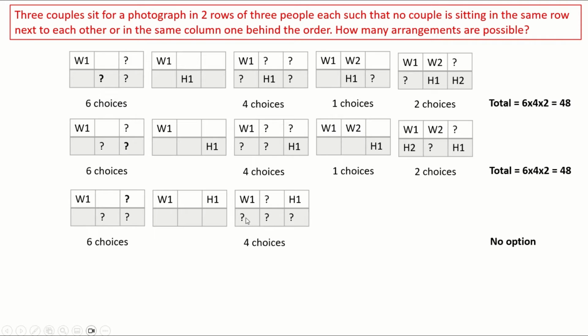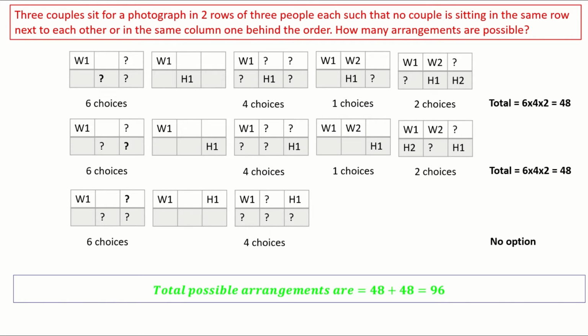Let's say wife two is sitting here, and husband two can sit only here or here, but wherever he sits, the other two are continuous. So in all the ways, this option is not possible. Okay, so only two options are there. That is 48 plus 48, which are total possible arrangements of 96.